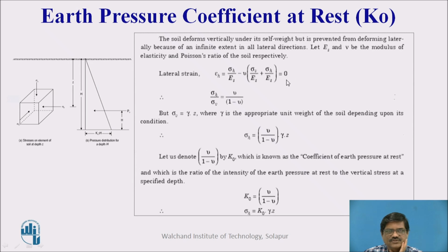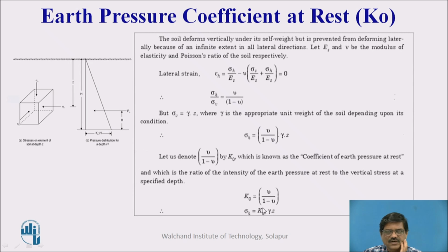Therefore, it is equated to 0, and after simplifying this we get the equation sigma h upon sigma v is equal to mu upon 1 minus mu. This sigma h by sigma v we call the lateral earth pressure coefficient, and it is given by mu upon 1 minus mu. Later on, this value we can use in the determination of earth pressure, that is sigma h is equal to K0 into gamma into Z.